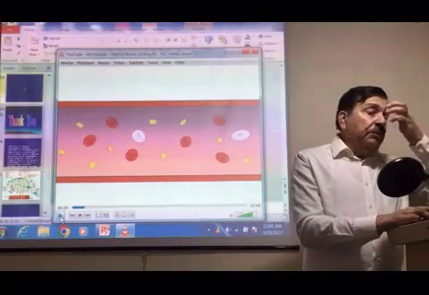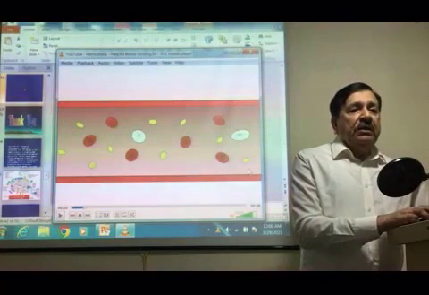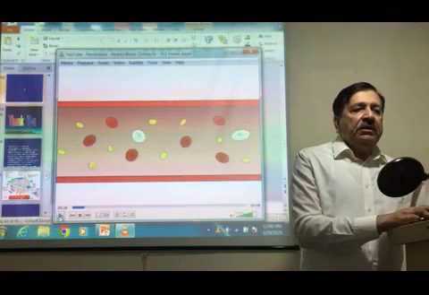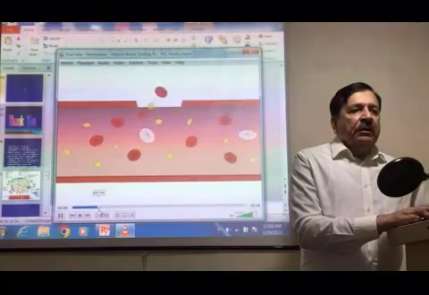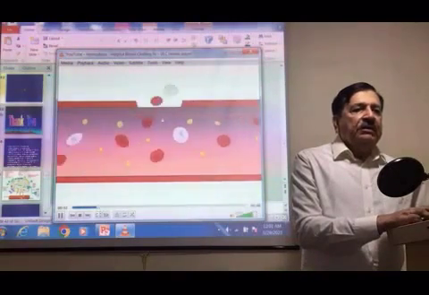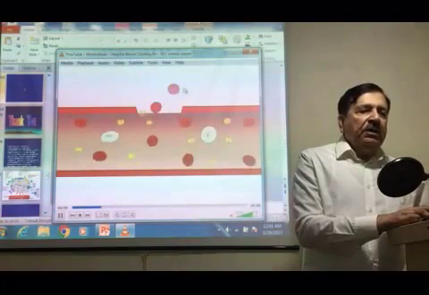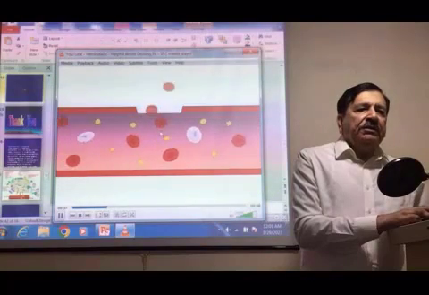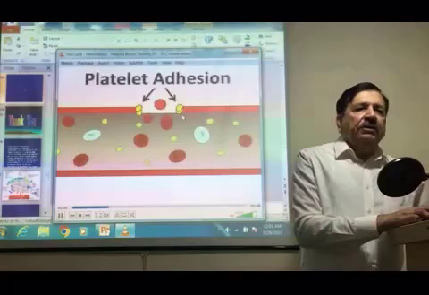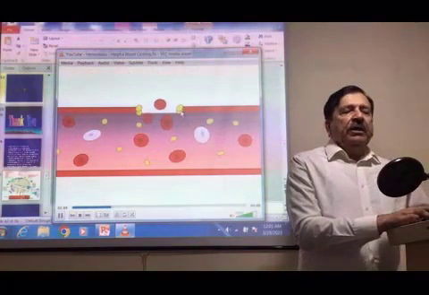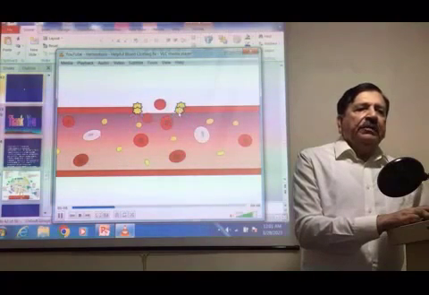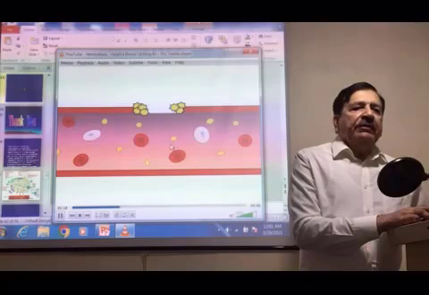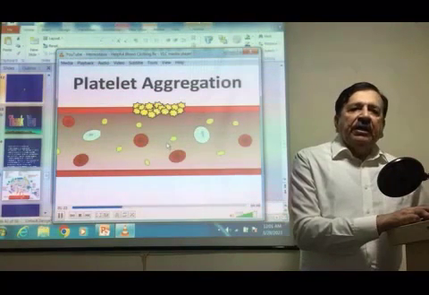Here you can see the blood is flowing in the blood vessel when the endothelial lining is normal. You can see RBCs, WBCs, and these are the platelets. They are flowing in the blood. When there is damage, here you can see damage has occurred and there is loss of blood from the vessel. This causes exposure of the collagen and it attracts the platelets, and platelets adhere to this collagen. Platelet adhesion occurs. When they adhere to the collagen, they become activated and swell up and send signals to the plasma and to the blood and activate more platelets, and in this way platelet aggregation takes place.